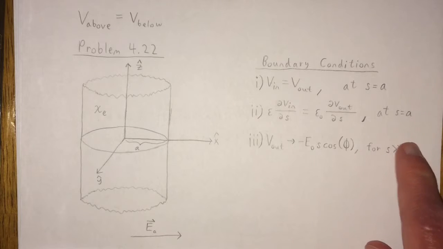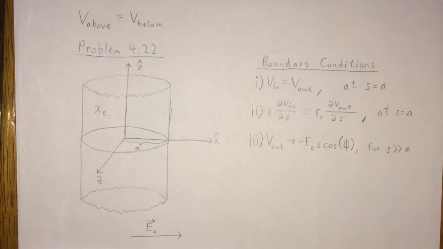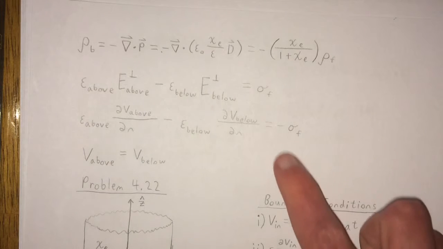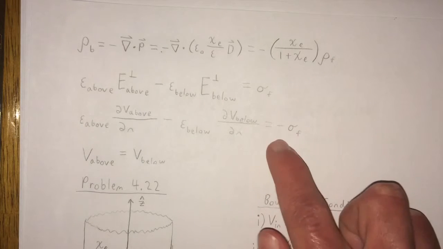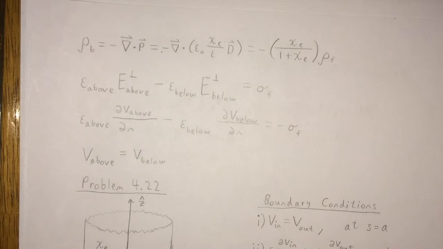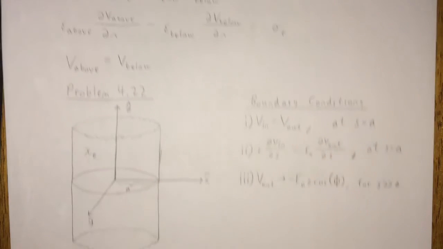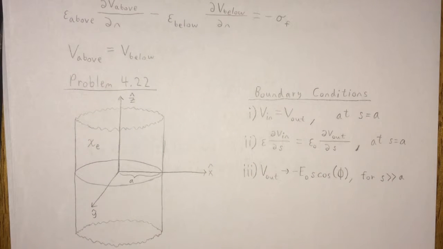These are the boundary conditions that we will be using to solve for the potential. Boundary condition 1 comes from the continuity of the potential that we addressed earlier. Boundary condition 2 comes from this equation here, as there are no free charges in the problem. Boundary condition 3 comes from the fact that the uniform electric field that the cylinder is placed in is not affected by the cylinder at a distance far away from the cylinder.